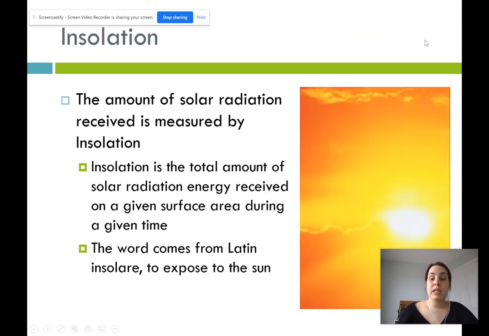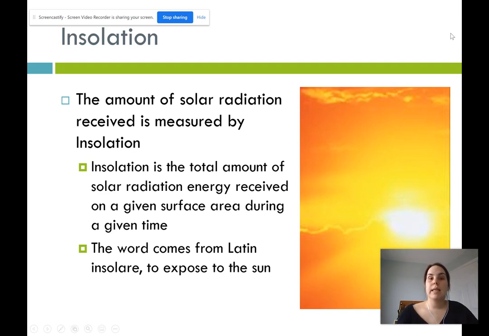Okay, this measure, the amount of solar radiation that we get, is called insolation, and we measure the insolation. That's essentially saying the more insolation you have, the more solar energy you're getting from the sun, or the more solar radiation you're getting. So it's just the total amount of solar radiation received on a given surface during a given time. Like we said often throughout this year, scientists were not super creative when we name things. It comes from the Latin word insolare, which just means to be exposed to the sun.